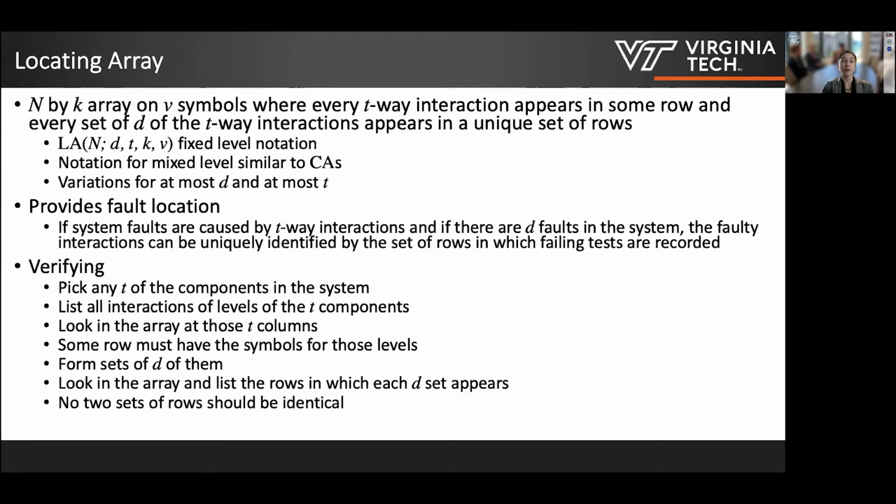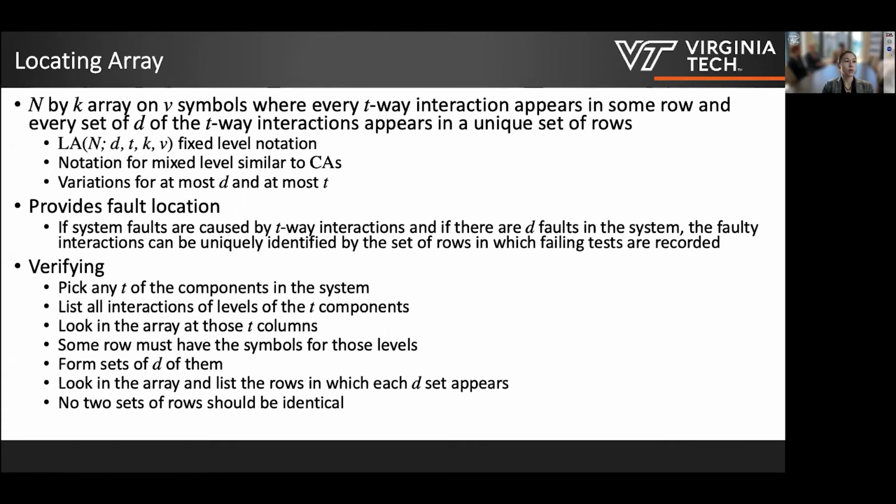Notation for mixed level is similar to what we did for covering arrays. And there are variations on locating arrays that instead of being exactly D and exactly T, go up to at most D or at most T, meaning if I have a set of no more than D T-way interactions, or if faults are caused by interacting components of up to size T, we have variations of locating arrays for those cases. Locating arrays provide fault location. So if system faults are caused by T-way interactions, and if there are D faults in the system, the faulty interactions can be uniquely identified by the set of rows in which the failing tests are recorded.